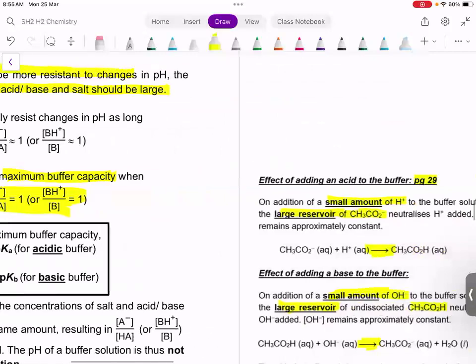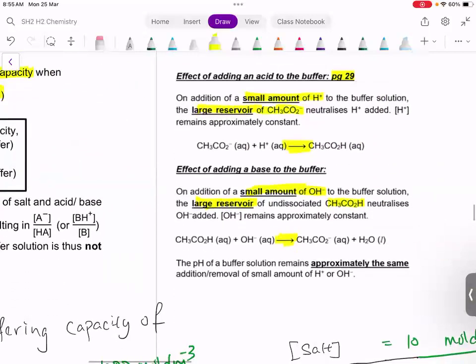So why do we emphasize a small amount of H plus? Remember on page 29, we always emphasize a small amount of H plus. So what do I mean by this? Let's say I've added a small amount. If my conjugate base is 0.1, my small amount of H plus will be 1% of it, which is 0.001. And it will be completely reacted away, so this will be subtracted by 0.001.